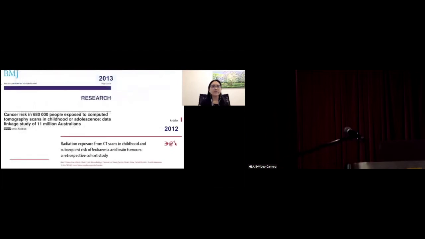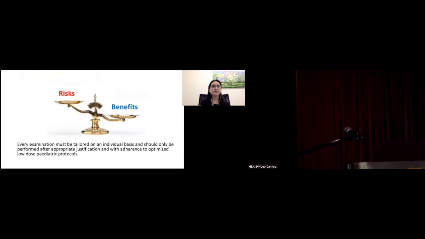So there have been papers published highlighting the risk of cancer in patients exposed to CT scans in early childhood. So every examination must be tailored on an individual basis and should only be performed after appropriate justification and with adherence to optimized low-dose pediatric protocols. We should hold this closely to our heart. In everything we do, we should make sure the benefits outweigh the risks.